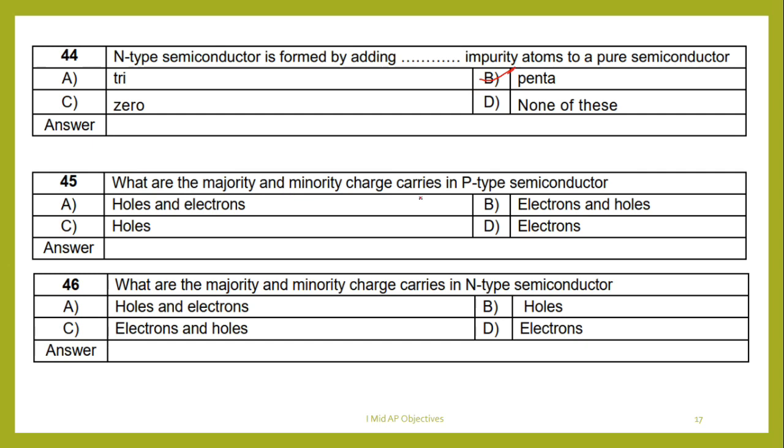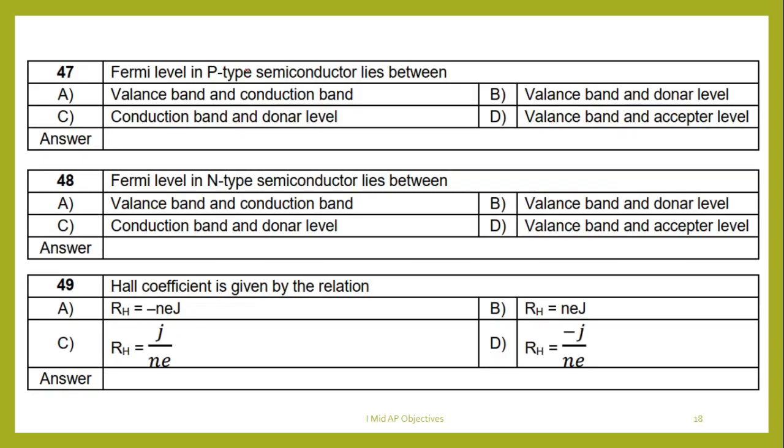What are the majority and minority charge carriers in a P-type semiconductor? Majority are holes, minority are electrons. What are the majority and minority charge carriers in an N-type semiconductor? Majority are electrons and minority are holes. The Fermi level in a P-type semiconductor lies between the valence band and the acceptor level. The Fermi level in an N-type semiconductor lies between the conduction band and the donor level. The Hall coefficient is given by the relation R_H equal to 1 by Ne.